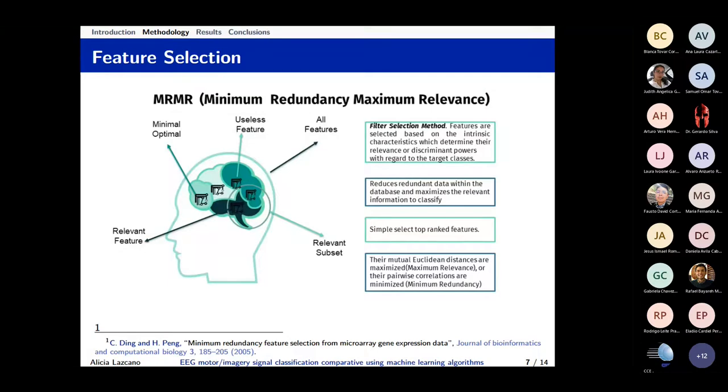The filters are selected based on their intrinsic characteristics, which determine the relevance or discriminant power, reduce the redundant data, and select the top ranking features based on their metric, whether the distance is maximized or the pairwise correlation is minimized. How does this work? The relevant subset says that among all the features there are minimal optimal ones, a characteristic or a relevant feature, and distinguishes a useless feature from a relevant subset or relevant feature.